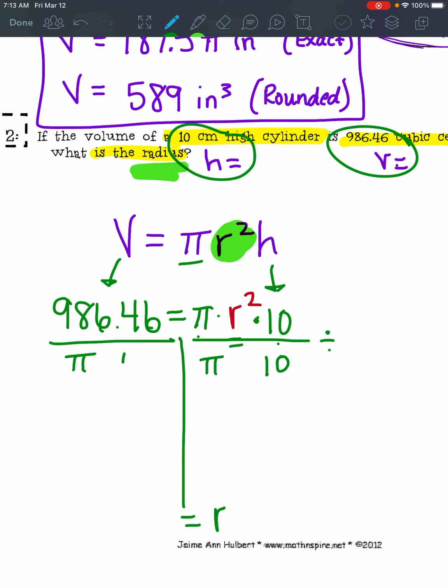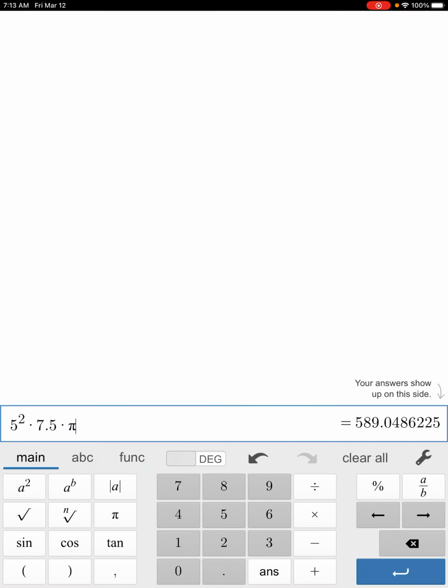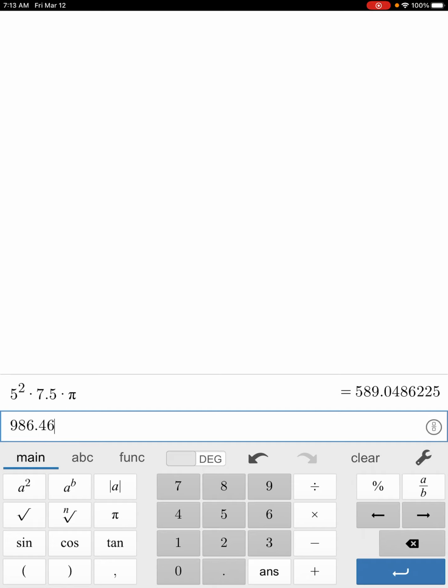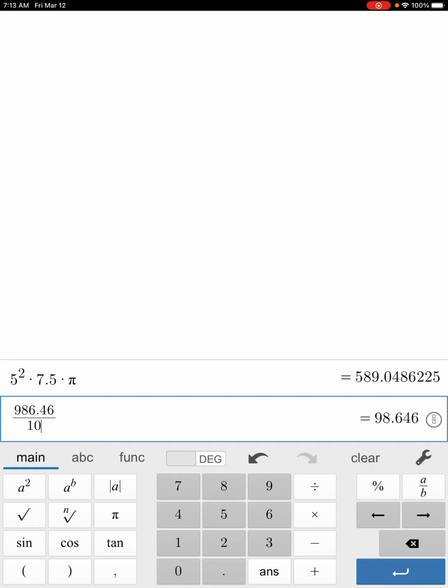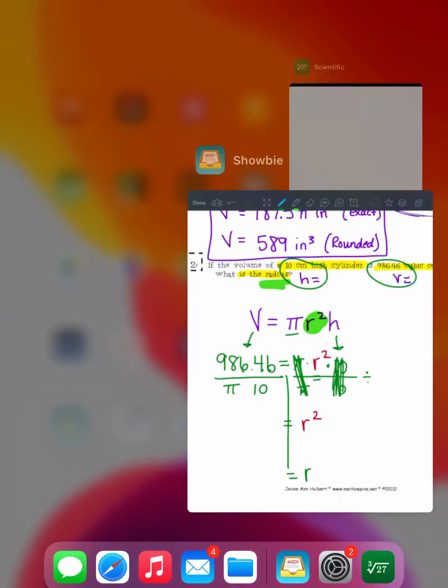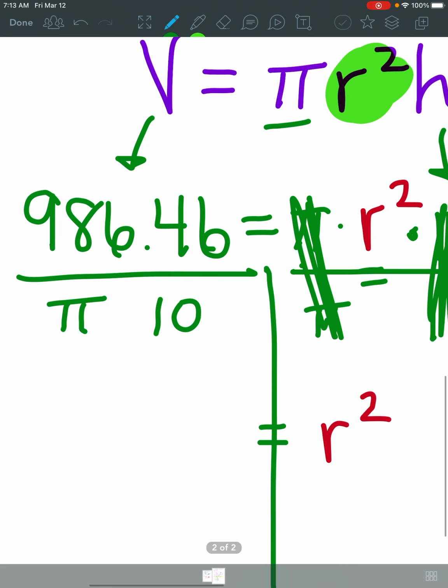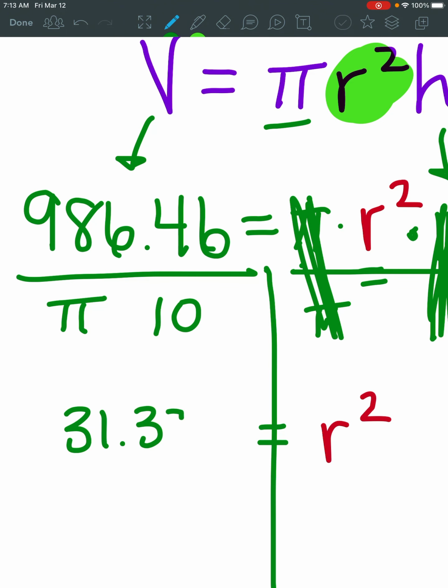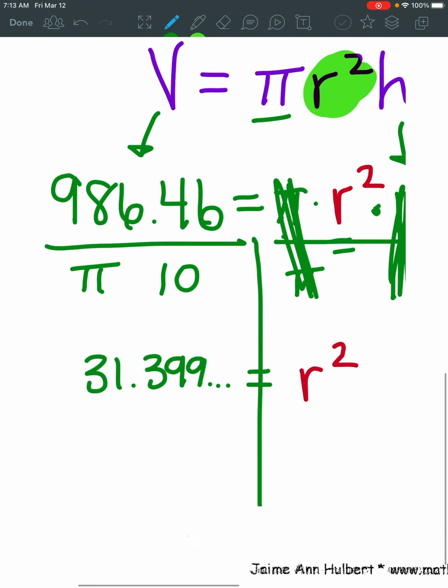And then whatever we do to one side, we have to do to the other side. So pi divided by pi is 1. 10 divided by 10 is 1. And that's how we just got those to cancel out. And all we have left now is r, but we still have that squared. Now, the left side, we can put that into our calculator. So 986.46, I'm going to divide by 10 and pi all at the same time. So I have 31.399, so on, so on, so on.